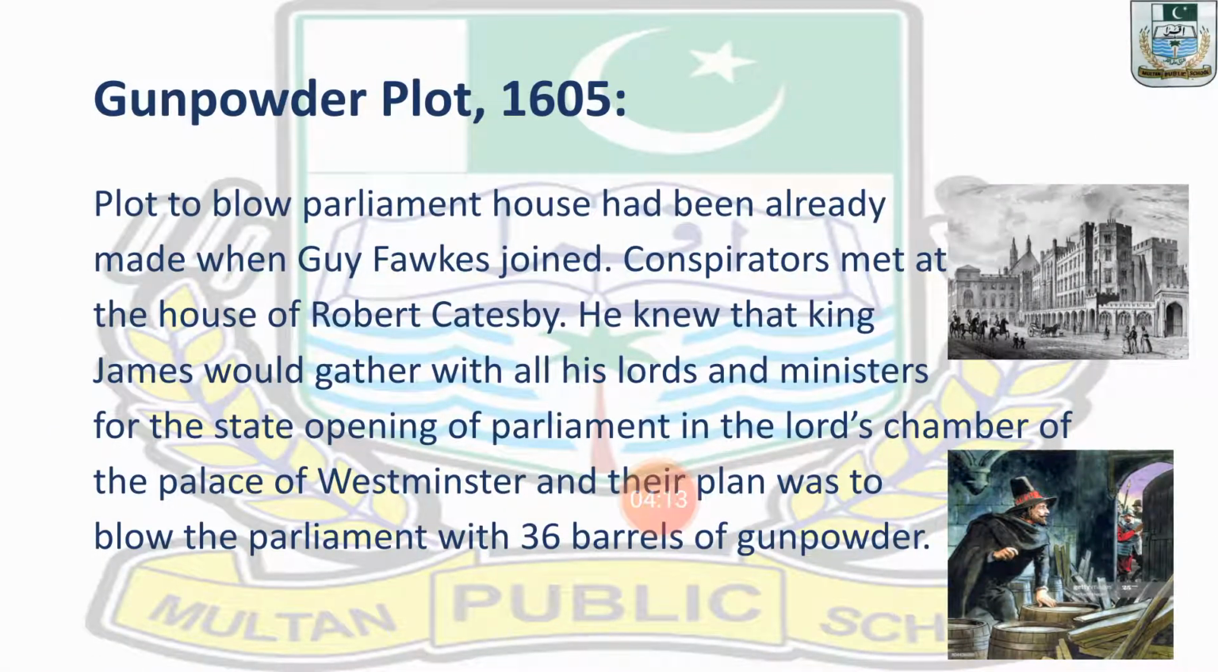Then next is Gunpowder Plot 1605. What was the plot? Plot to blow Parliament House had been already made when Guy Fawkes joined. Conspirators met at the house of Robert Catesby. Catesby knew that King James would gather with all his lords and ministers for the state opening of Parliament in the Lord's Chamber of the Palace of Westminster, and the plan was to blow the Parliament with 36 barrels of gunpowder. This was their plan. This was their plot.